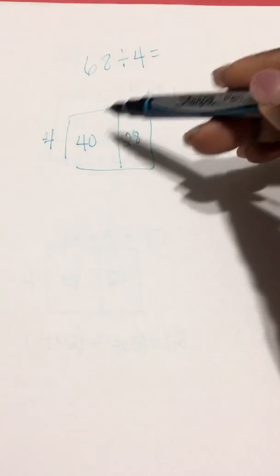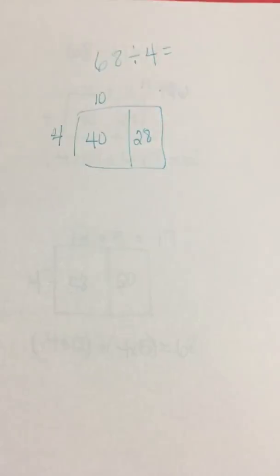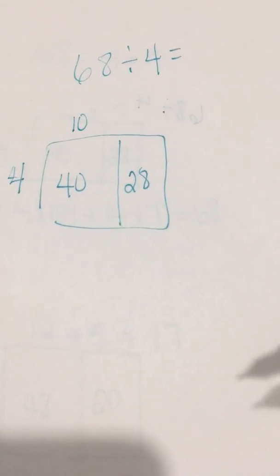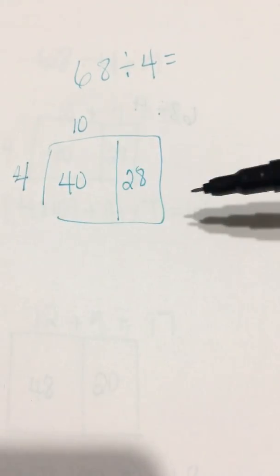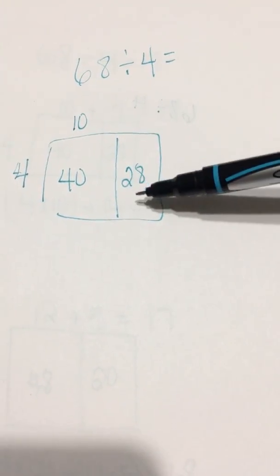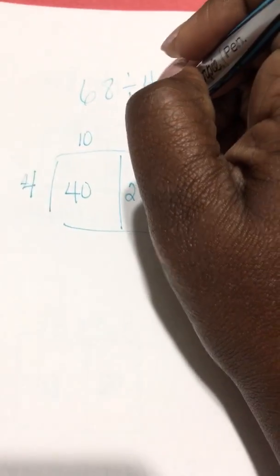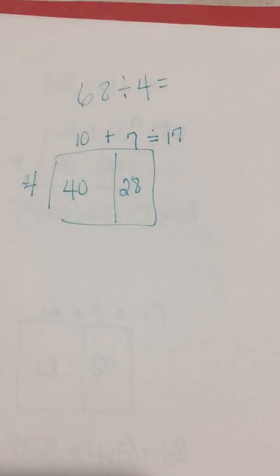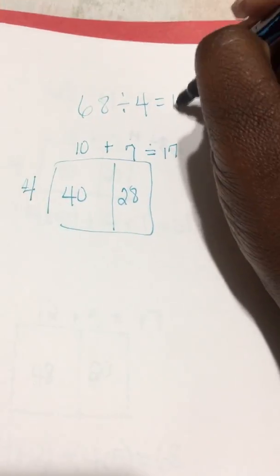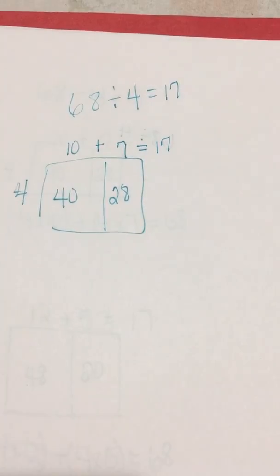So I know that 4 times 10 equals 40. So I'm going to write 10 here. I also know that 4 times 7 equals 28. So I'm going to write 7 up here. Now, I add those two numbers together and I get 17. So now I know the answer to this problem is 17.